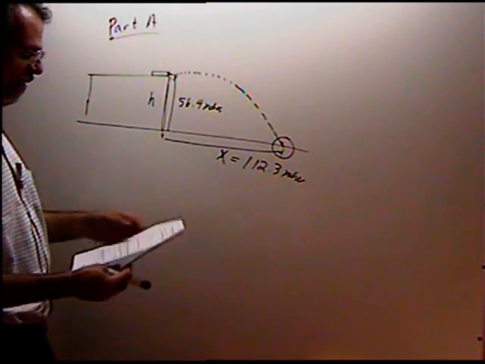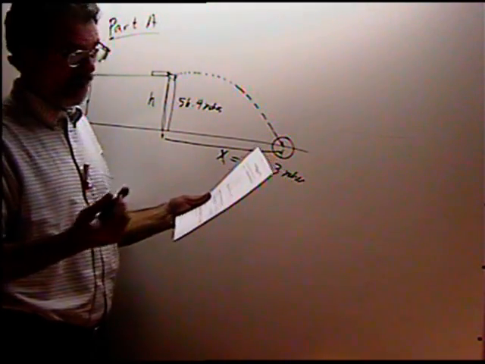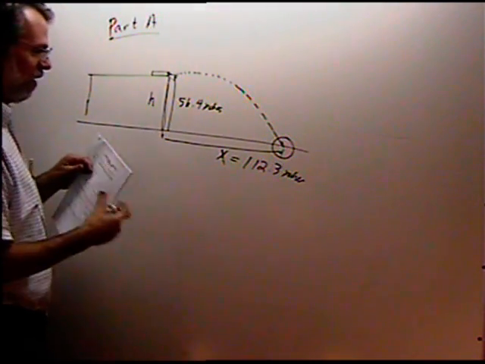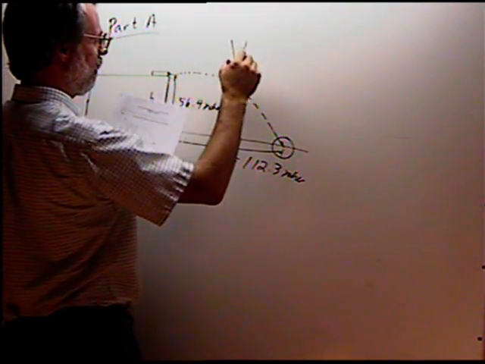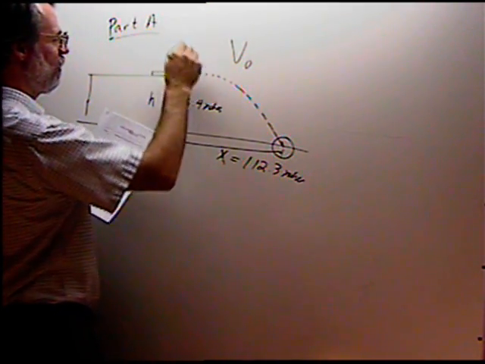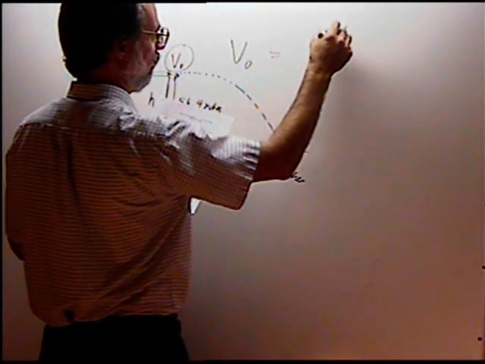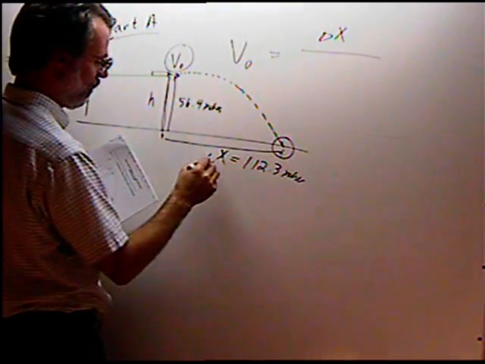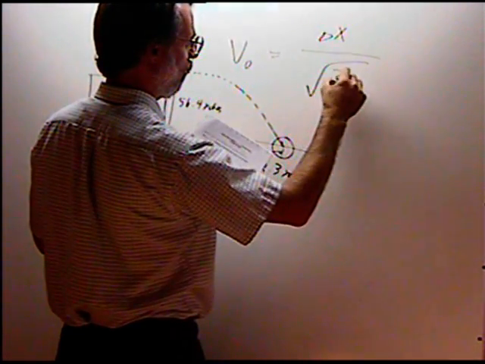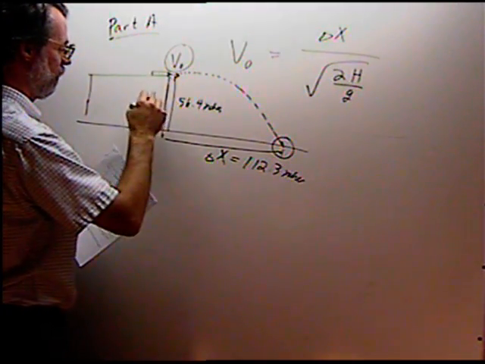If you look on page 1 of the lab, it goes through the derivation. I'm not going to go through it now, but it goes through the derivation of the initial velocity. Basically, we can calculate what the initial velocity is. The initial velocity is this distance that we measure divided by the square root of 2 times h all divided by g, where this is h.